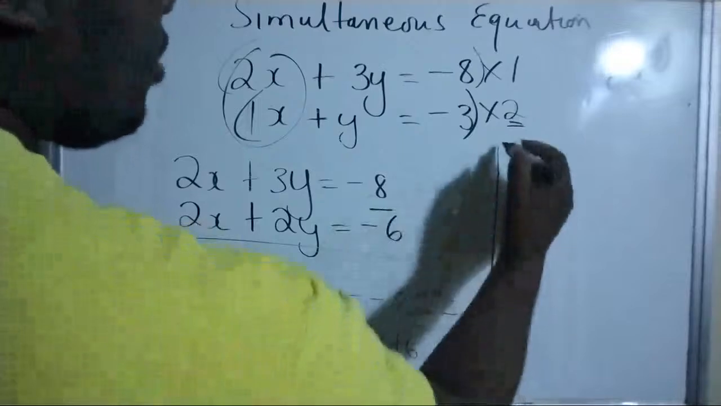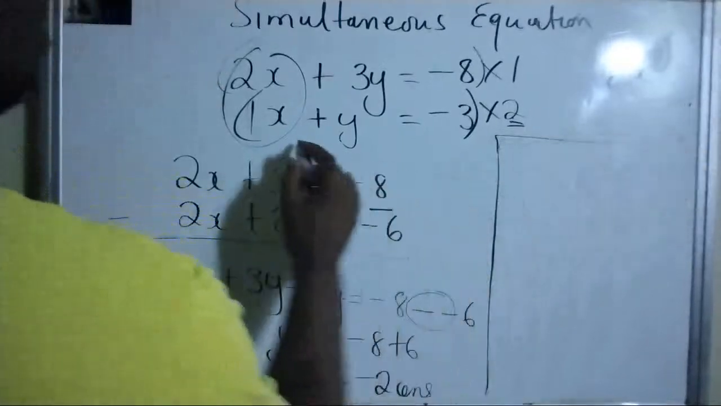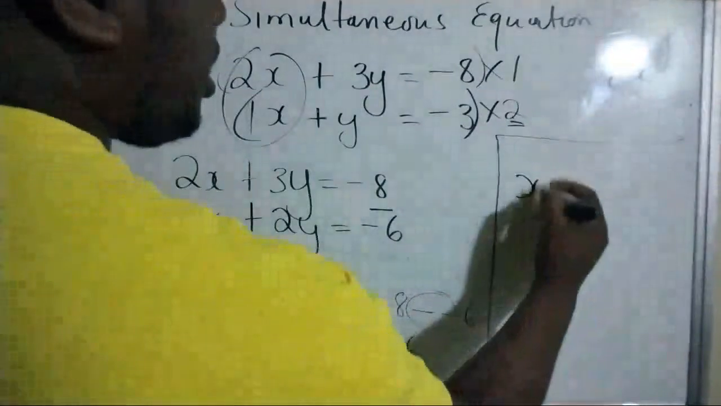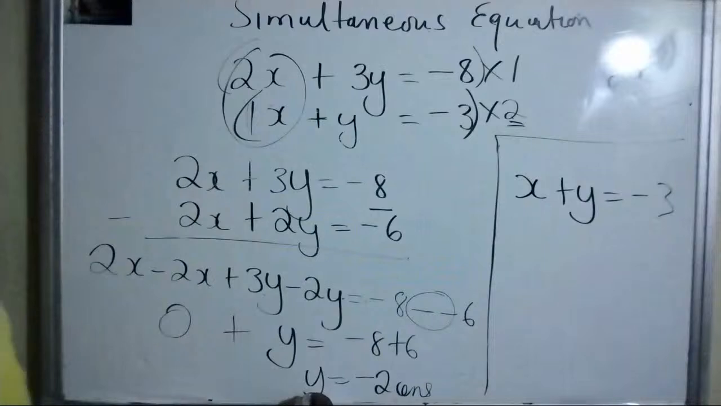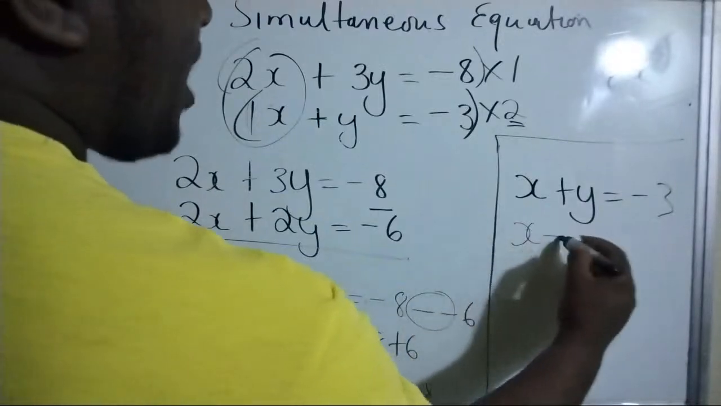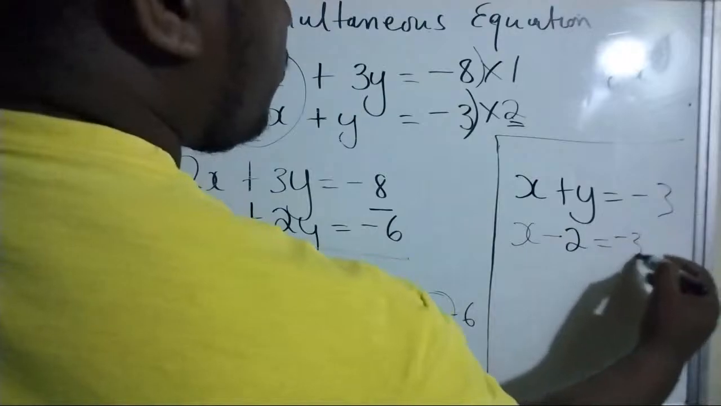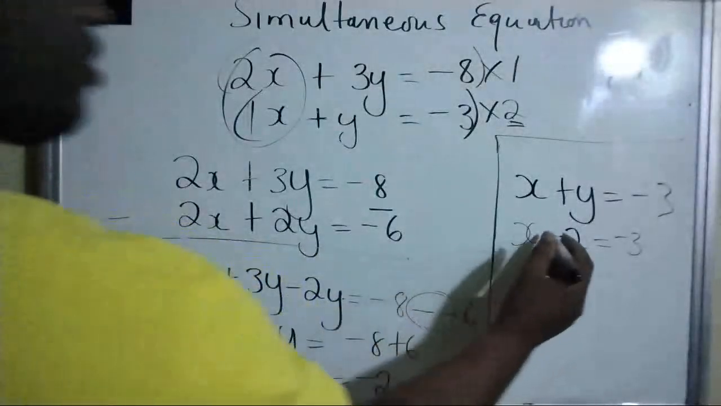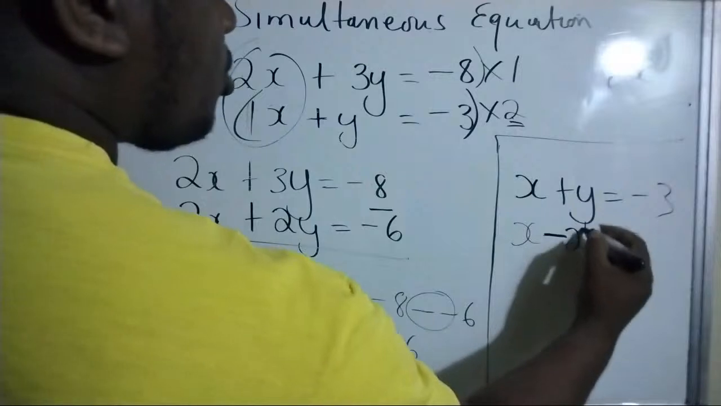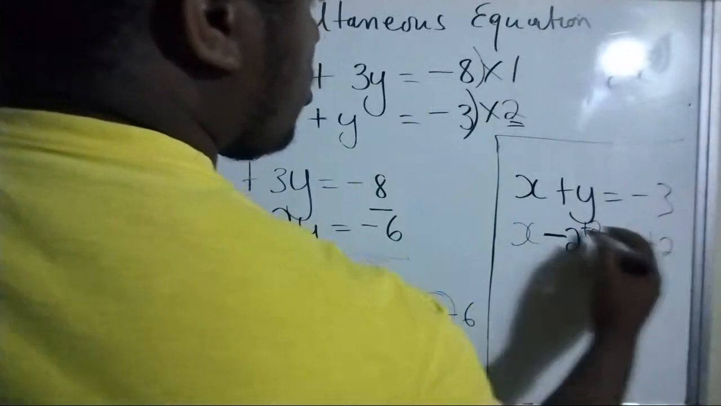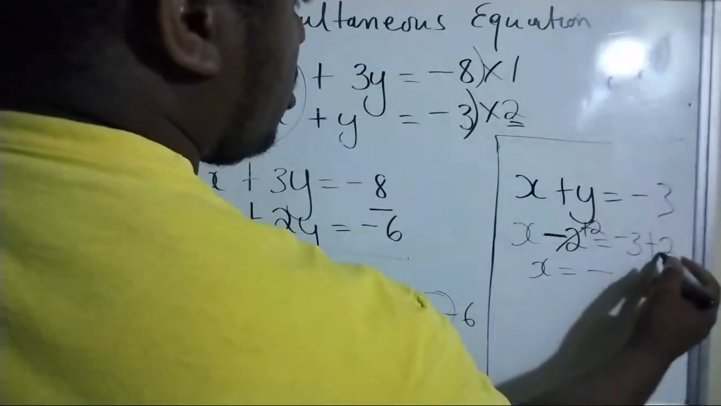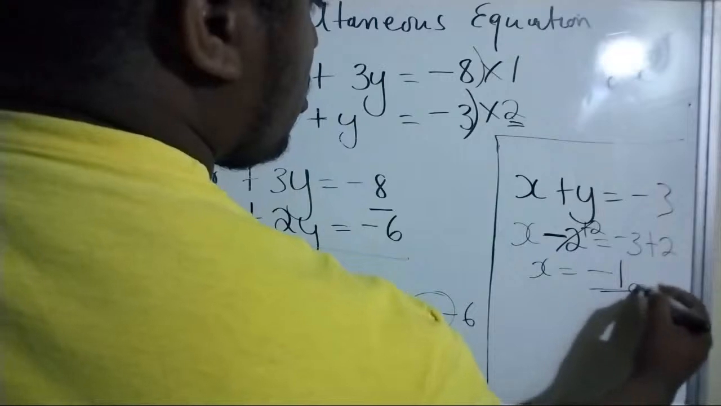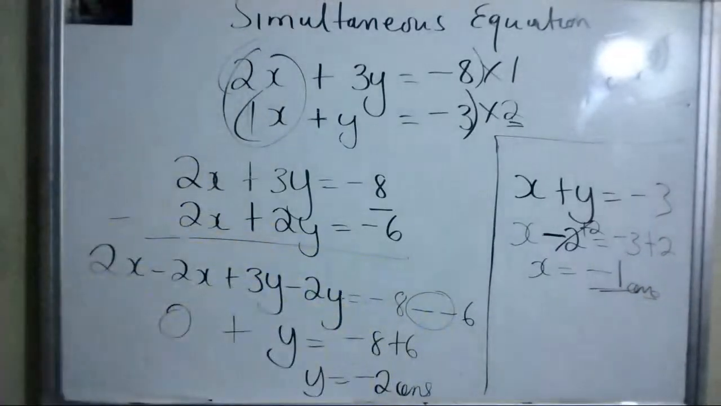Now that we know the value of y, we can substitute. We're going to use equation 1 this time, which is x plus y equals negative 3. We found y to be negative 2. So we say x minus 2 equals negative 3. Now we take the inverse of minus 2, which is plus 2, the opposite. And then negative 3 plus 2 gives us negative 1. And there we have it. Mr. Man from Grenada, you are correct.